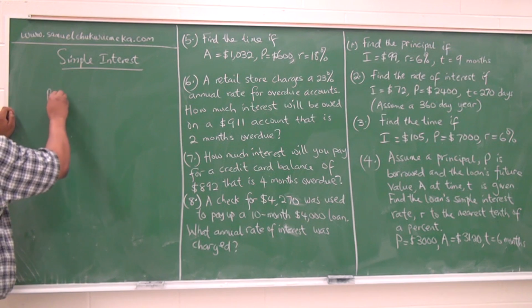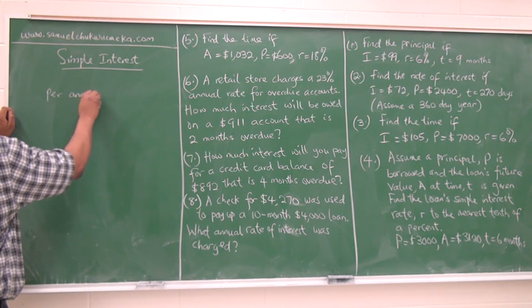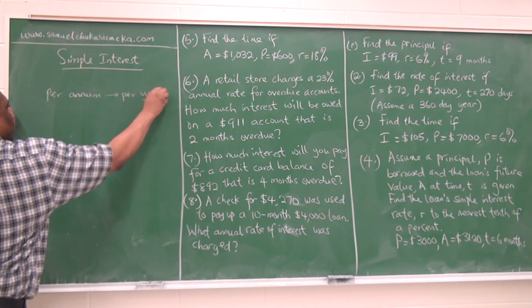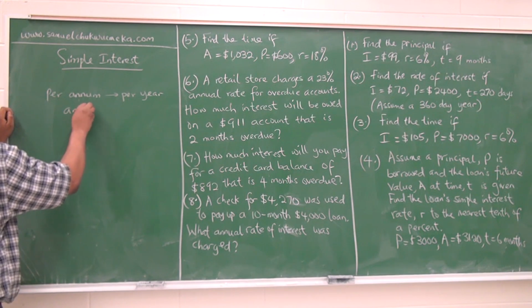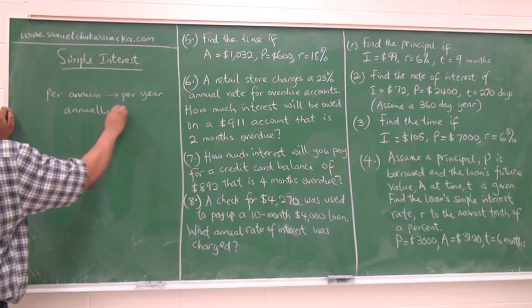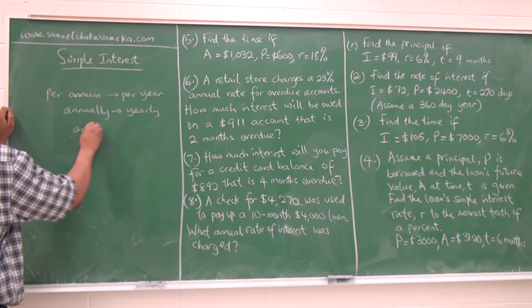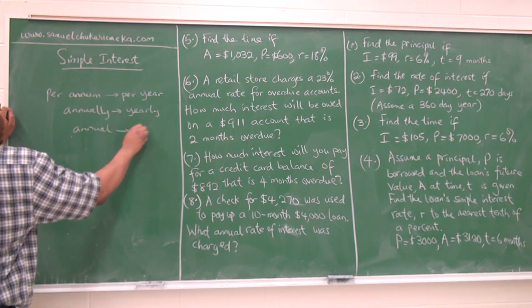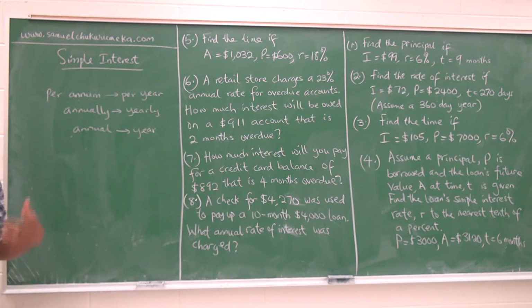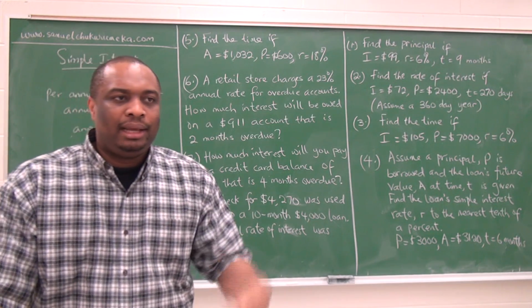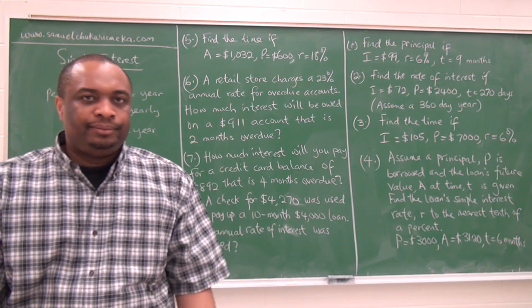If you hear per annum, it means per year. Or you can say annually, means yearly. Annual means year. So usually the interest rate is an annual interest rate. They calculate it per year.